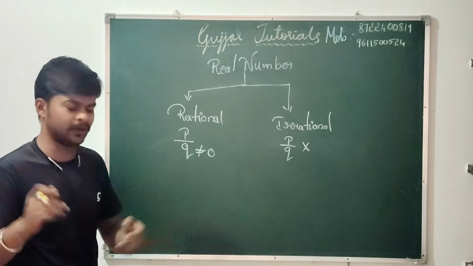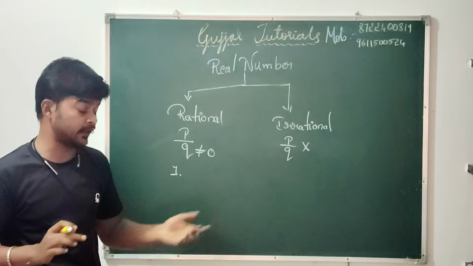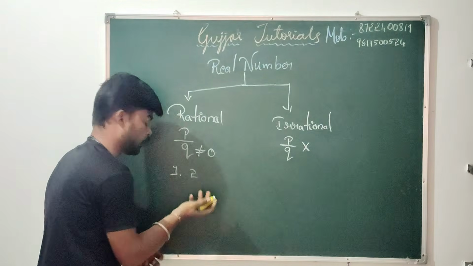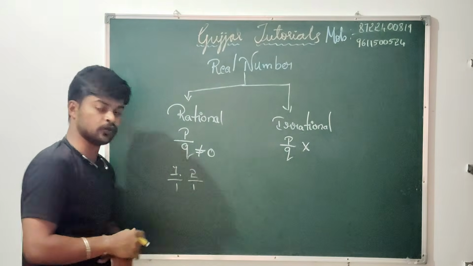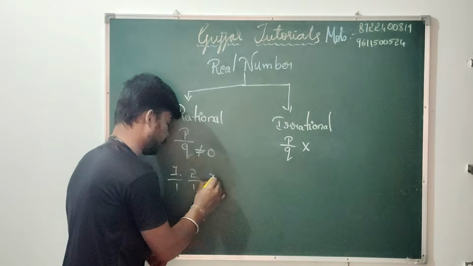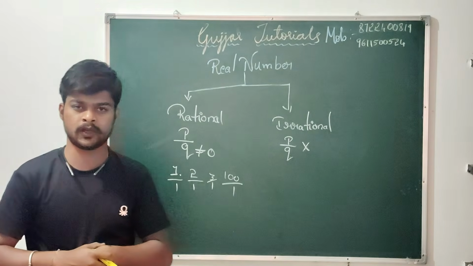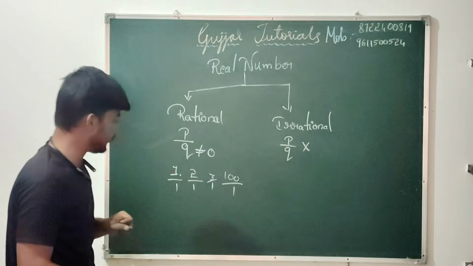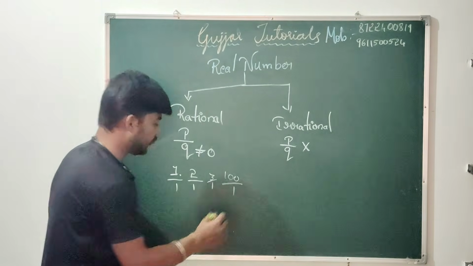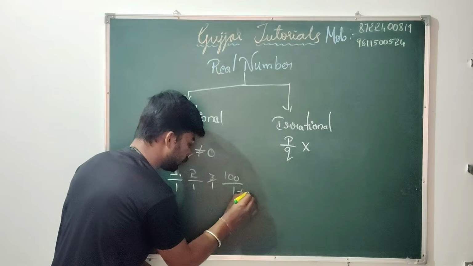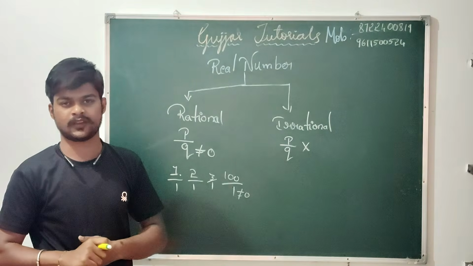If they give any number, for example, 1, it is also a rational number. If they give 2, it is also a rational number. Why, sir? Because 1 can be written as 1 by 1, 2 can be written as 2 by 1, 3 as 3 by 1. If they give 100, it can be written as 100 divided by 1. The simple condition is that it can be written in the form of numerator divided by denominator, and the denominator value does not equal 0. If this condition exists, it's a rational number.